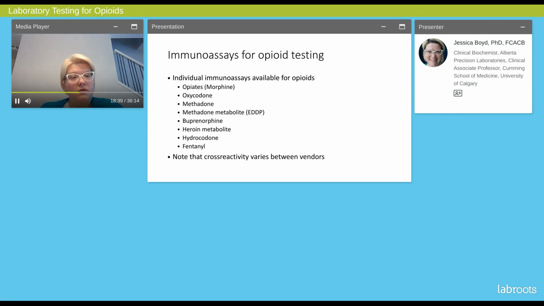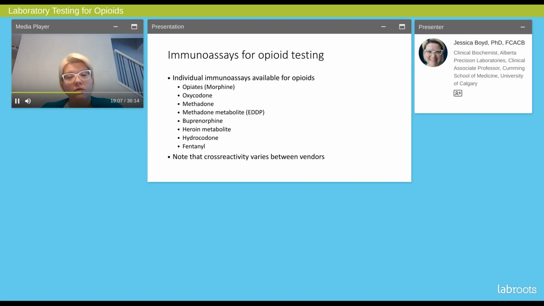It is really important to note here that cross-reactivity is going to vary between the vendors. So make sure you take a look at the package insert and understand what your opiates assay is doing. Is it reacting with heroin and 6-MAM particularly well? If it's not, you may need to have a separate heroin metabolite assay. What's your cross-reactivity with hydrocodone, hydromorphone, or do you need to look at having a separate immunoassay for that?